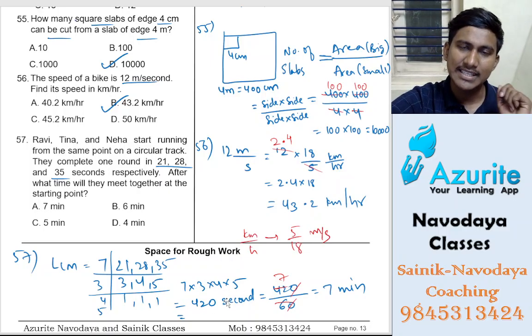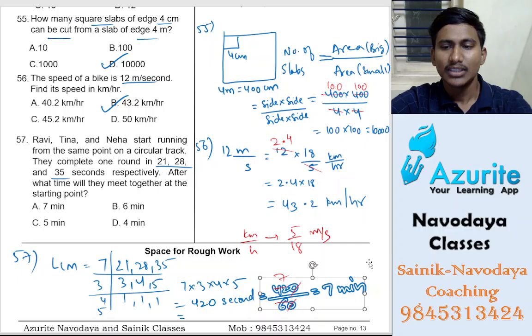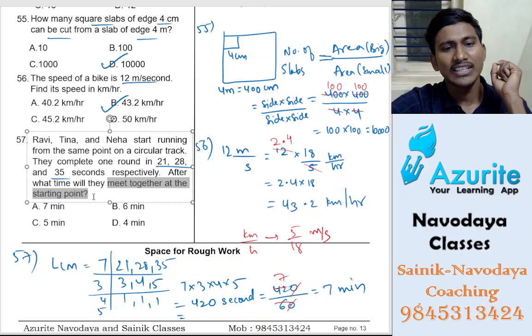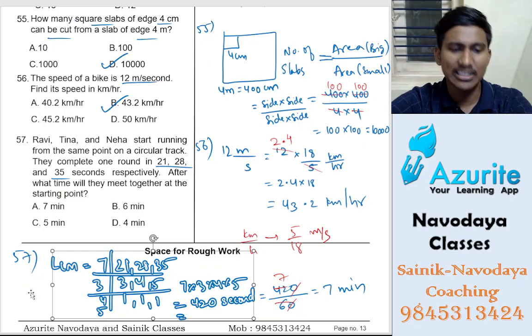420 seconds means how many minutes? Because answers are in minutes, we have to divide with 60. So 6 7s are 42. So 7 minutes will be the answer. Understood? Together means always remember we have to find the LCM. Okay?